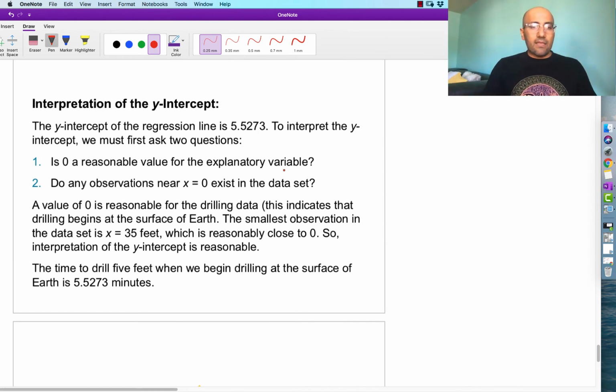In this case, a negative X coordinate would make no sense. That would mean you're above ground, you're in midair or something. So it wouldn't make any sense in this case. So a value of 0 is reasonable for drilling data. This indicates that the drilling begins at the surface. The smallest observation in the data set is 35 feet, which is reasonably close to 0. So interpretation of the y-intercept is reasonable. And so we can interpret that to mean that at the surface, it takes about 5.572 minutes to drill 5 feet on average.